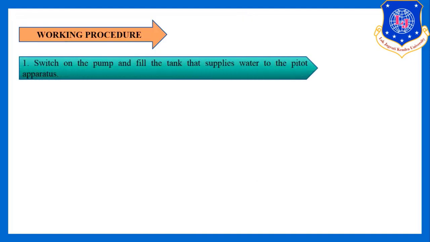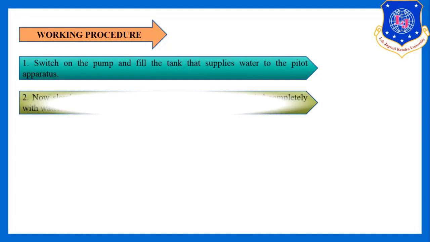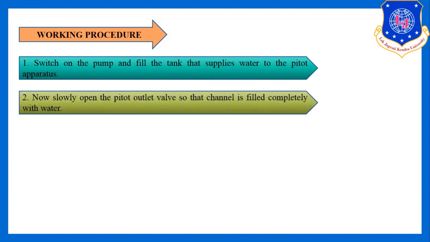Let's see the working procedure of our experiment, the Pitot tube. First of all, we have to switch on the pump and fill the tank that supplies water to the Pitot apparatus. Then, in the second step, we slowly open the Pitot outlet valve so that the channel in which the Pitot tube is installed is filled completely with water.